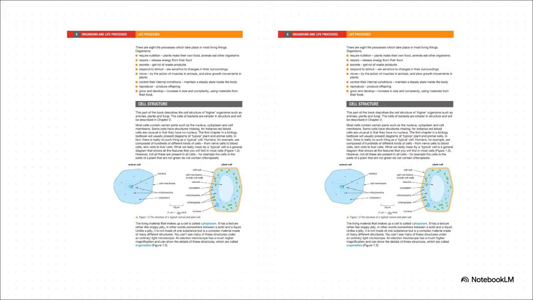And even though there are tons of different kinds of cells, they're all built from a similar blueprint. Just look at these two here, the animal and plant cells. See? They both have a nucleus, which is like the main office holding the instructions. They have cytoplasm, which is the factory floor where the work happens. They have a cell membrane acting as a security gate, and mitochondria, which are the power plants.